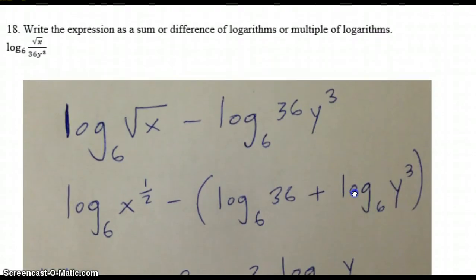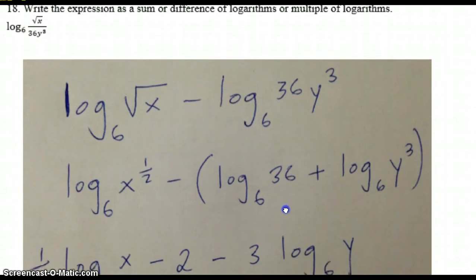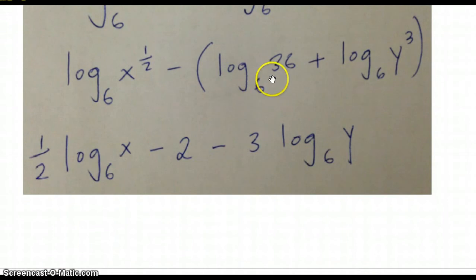Okay, our next one here, we have to write a sum or difference of logarithms or multiple of logarithms. So the first thing I did here is I used the quotient rule, and from the quotient rule I noticed that I had the product rule on the right, 36 times y to the third power. I broke that apart, remembering to keep the negative in front of the entire quantity. And then the last thing I did is I used the power rule, and then I evaluated this log base 6 of 36. 6 to the second power is 36.